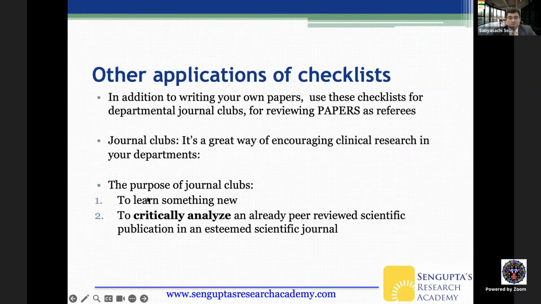Right. Also, in journal clubs, really you learn something new and you learn to critically analyze an already peer-reviewed scientific publication. So this checklist will help you in doing that. And also, if some of you are senior enough to review papers for some top-notch journals, then you can actually use checklists to do those as well.